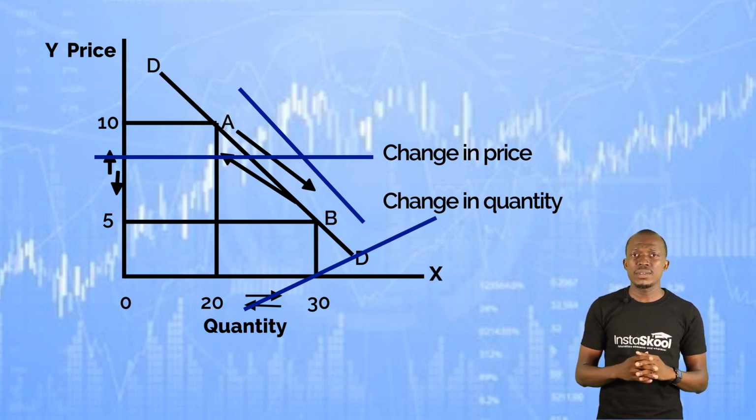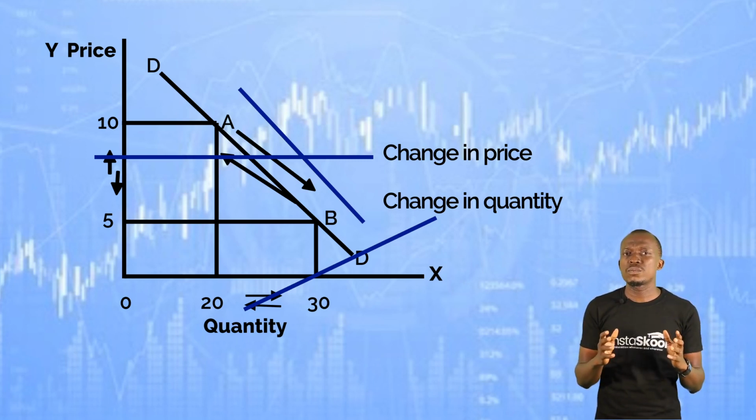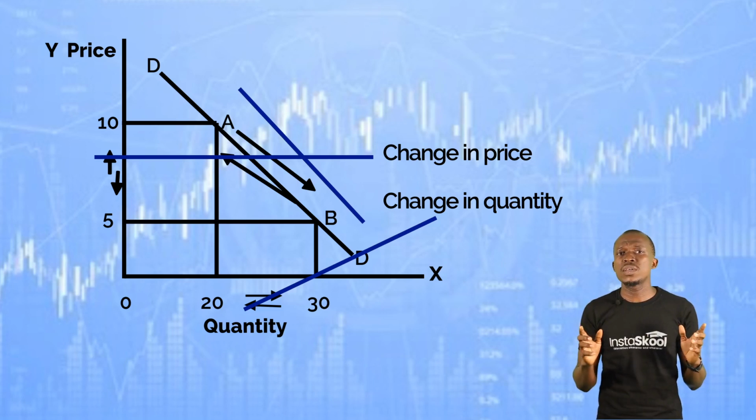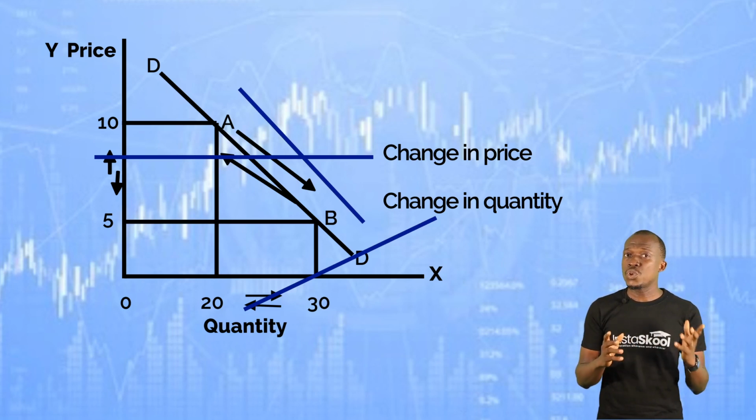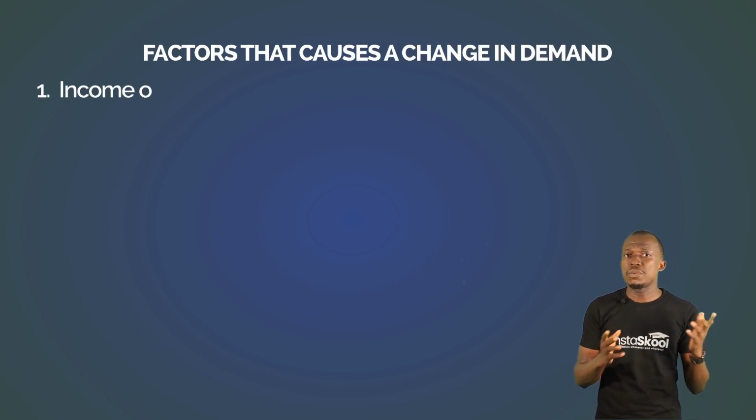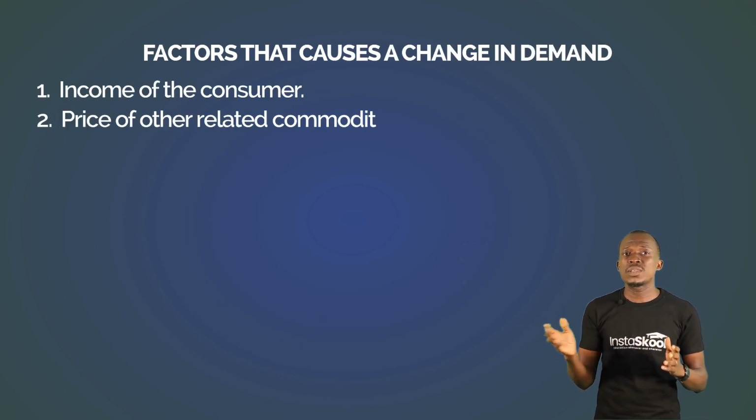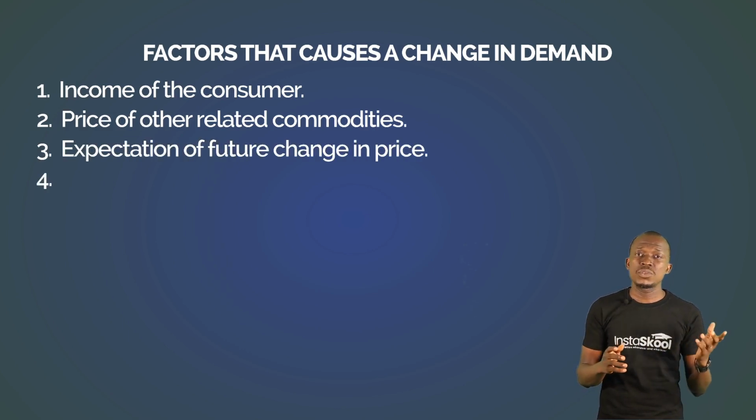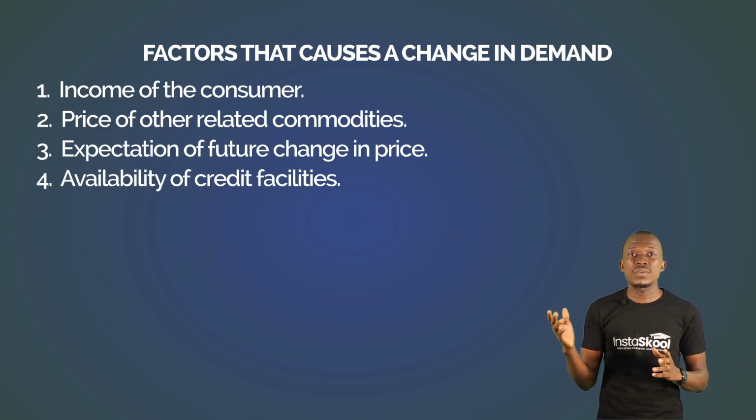Change in demand, however, is a complete shift of the demand curve, usually caused by all other factors or determinants of demand. I'm sure you recall the factors that determine or affect demand that we mentioned in our last class. So the factors that cause a change in demand or a shift in demand include income of the consumer, price of other related commodities, expectation of future change in price, availability of credit facilities, and so on.